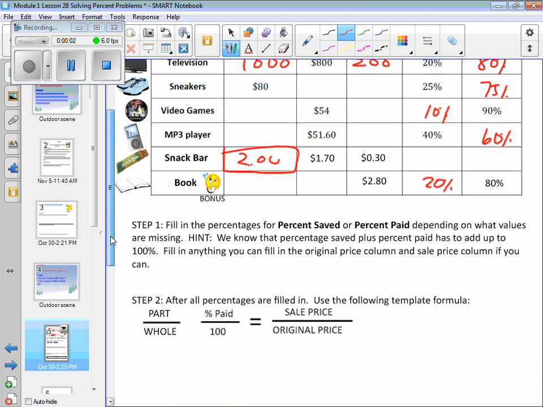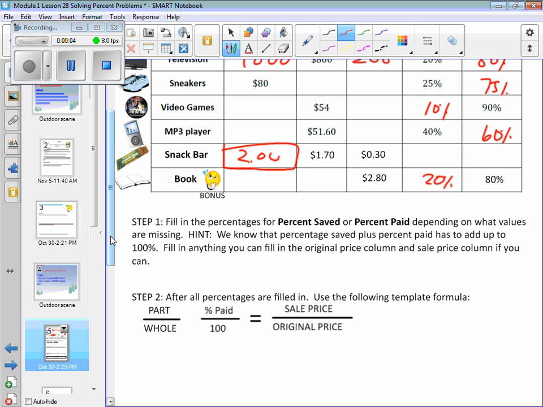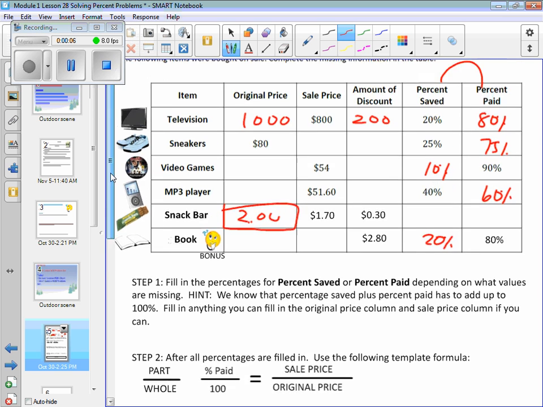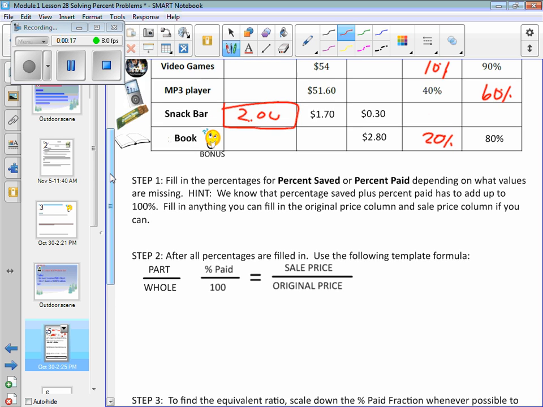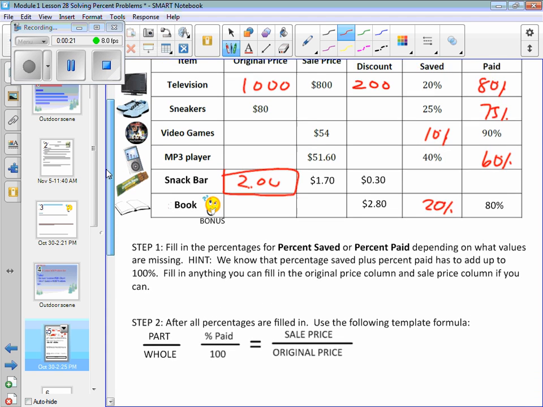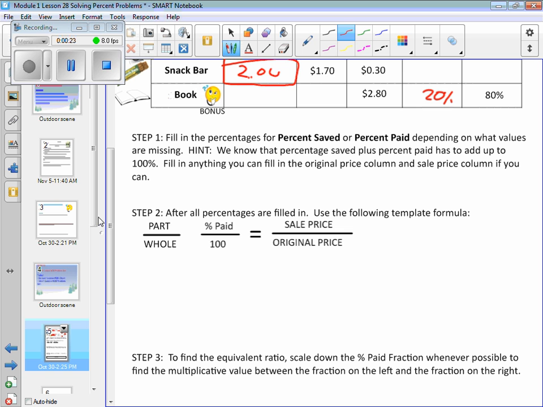I'm going to do everything on this page so I don't have to keep flipping back and forth between chart and page. Once you have the formula, you have 3 out of 4 values to figure out the missing value for everything except the book. That's why it's bonus. So starting with sneakers, what's my percent paid?